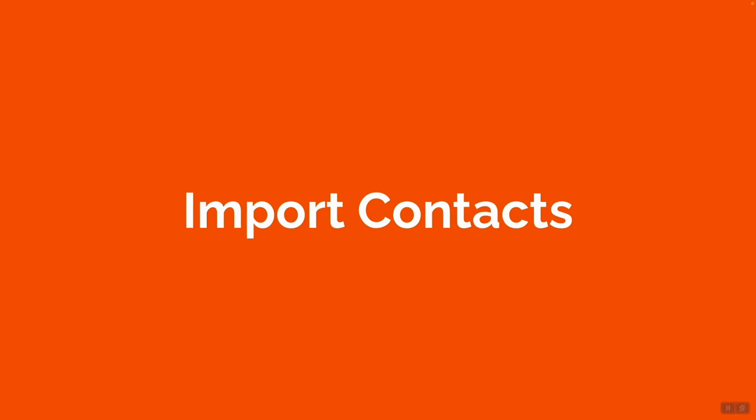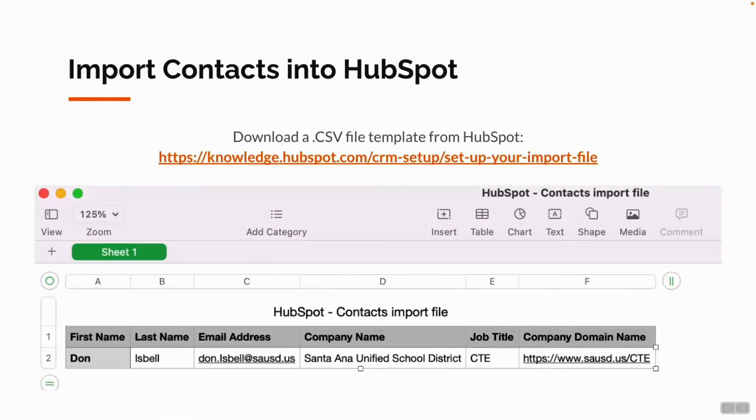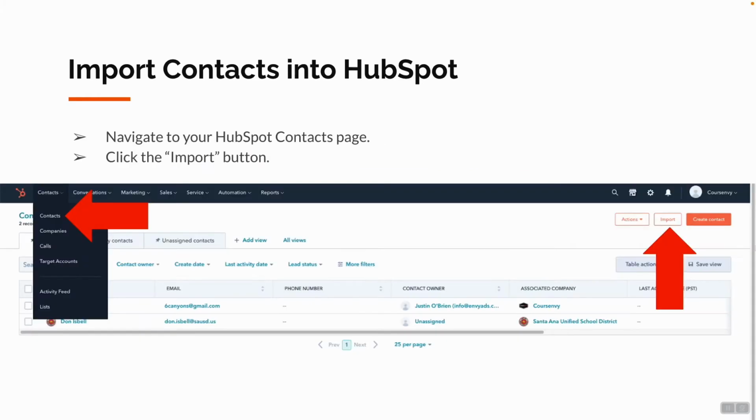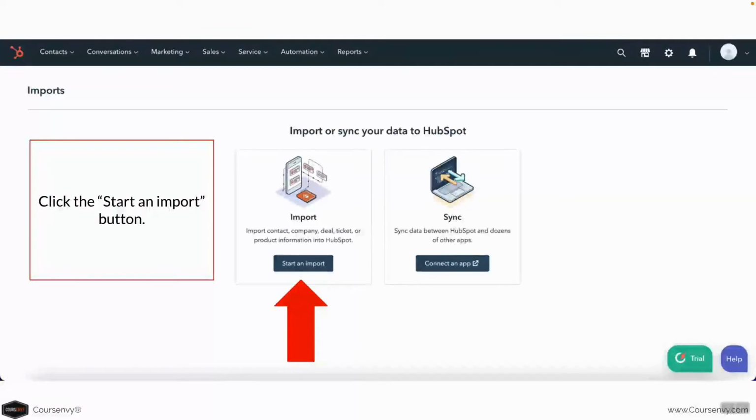Next, we need to import contacts into our HubSpot account. So first, download a .csv file template from HubSpot. Again, when you download this PDF, you can click this link and download one of these templates. So navigate to your HubSpot contacts page. That's in the contacts menu and then contacts. On this contacts page in the top right corner, click the import button. Click the Start an Import button on this page.